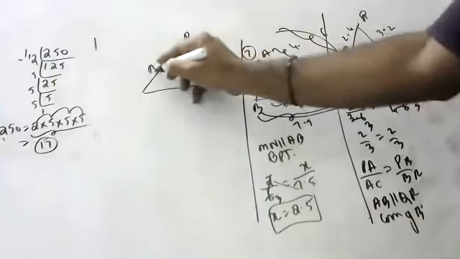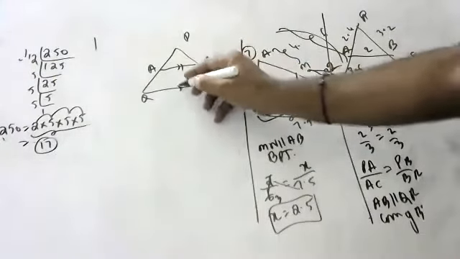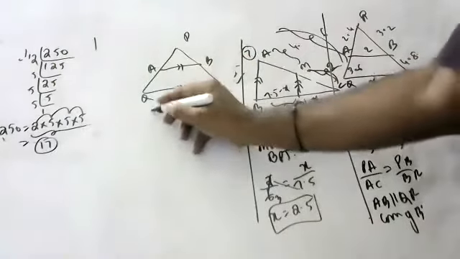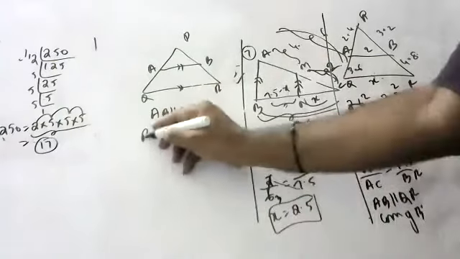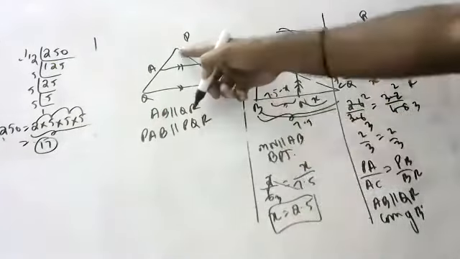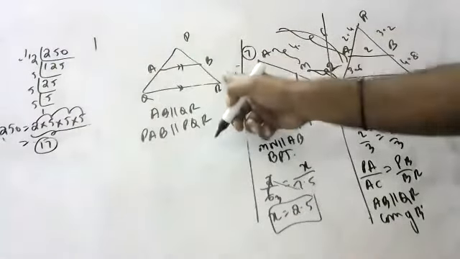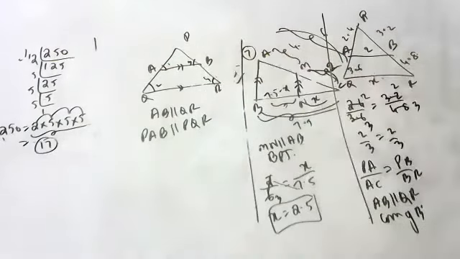Very good, some children, for increasing knowledge. Since AB is parallel to QR, PAB is similar to PQR. Why? This angle and this angle will be equal. This angle and this angle will be equal.